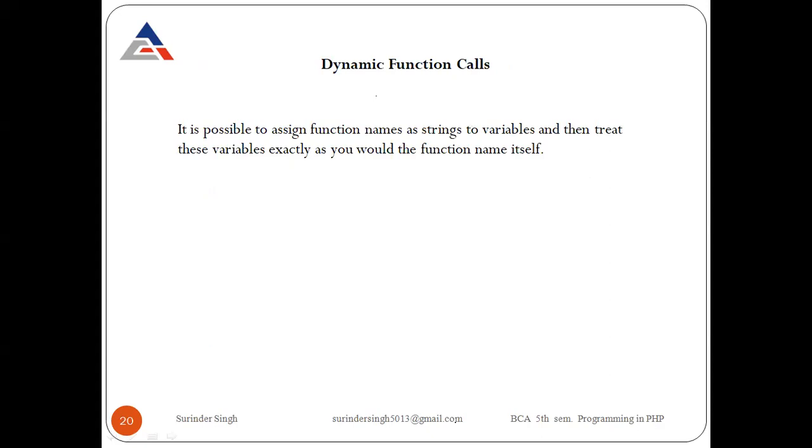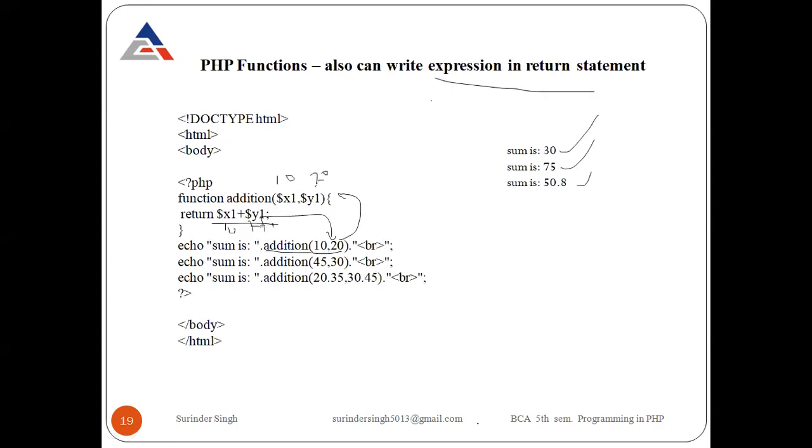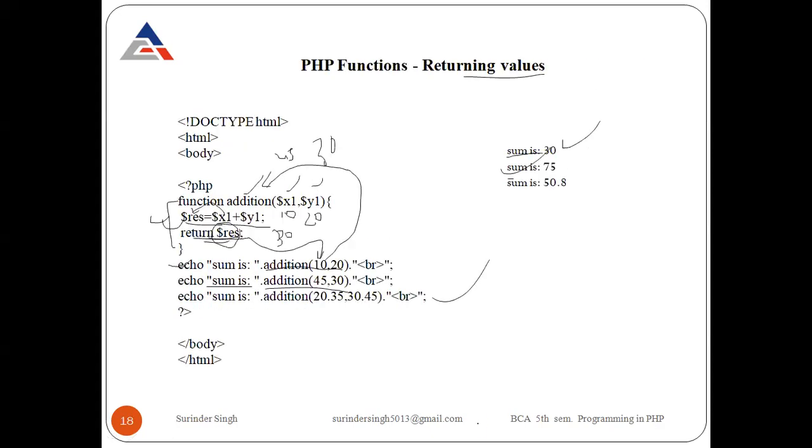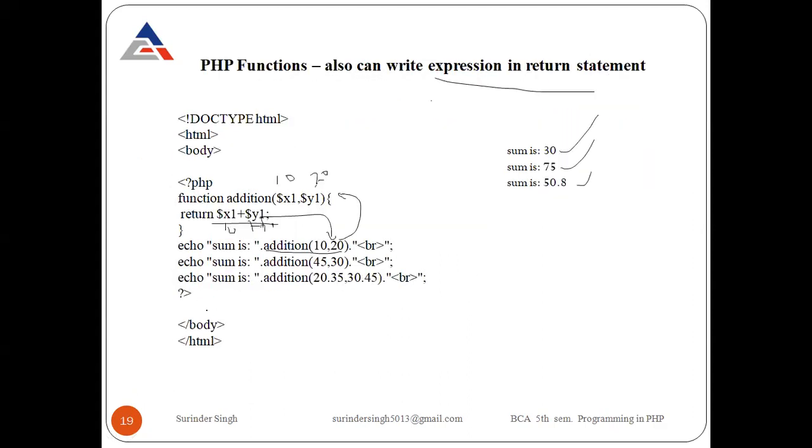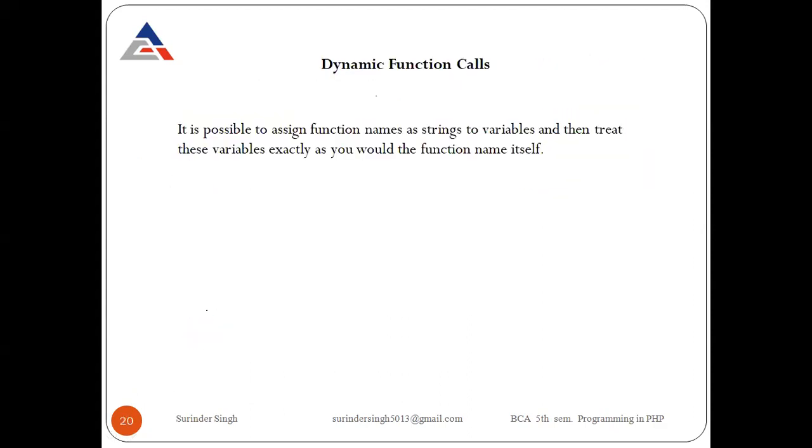We have seen the function call statement. We have seen these function call statements like this. Now we have the concept of dynamic function calls. Dynamic function calls. What does dynamic mean? Dynamic means runtime. Clear?